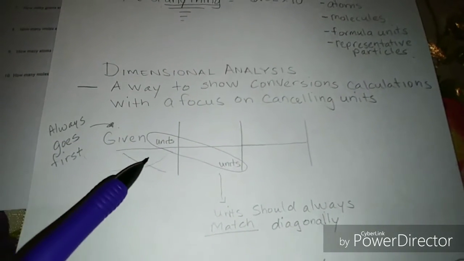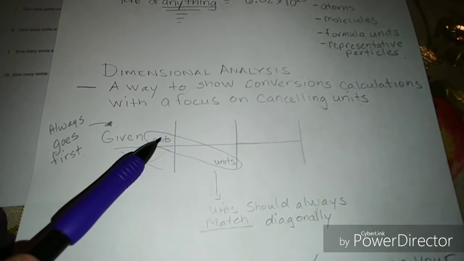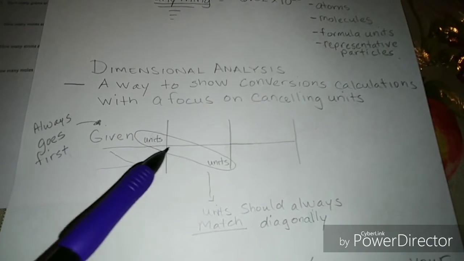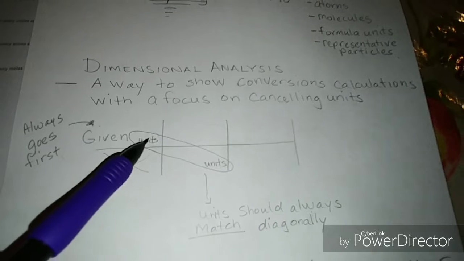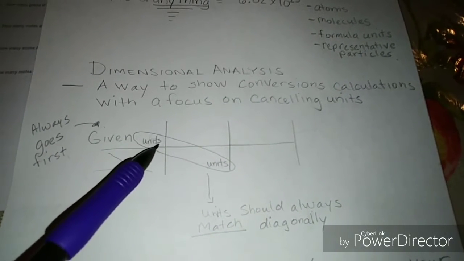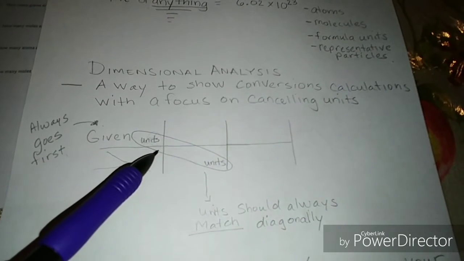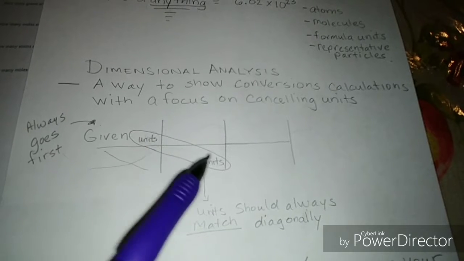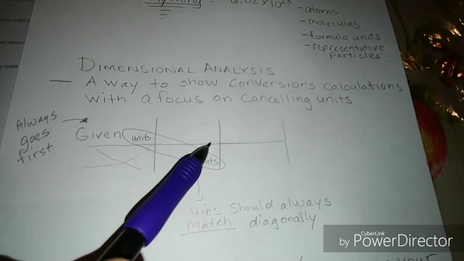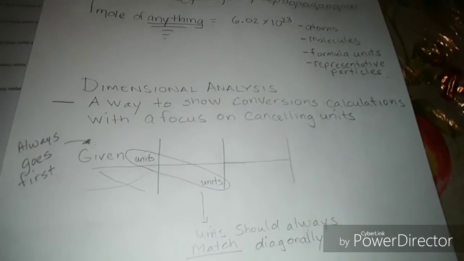Another thing you need to remember is that whatever the units are, for example if the units were grams, then they have to be the same diagonally, grams and grams. The reason we do this is so that we can cancel units out, and that allows us to get the answer correctly. When you go on to physics, you're going to do this a lot. So again, the units should always match diagonally. If this is grams, that would be grams. If we have moles here, then diagonally this would have to say moles as well.